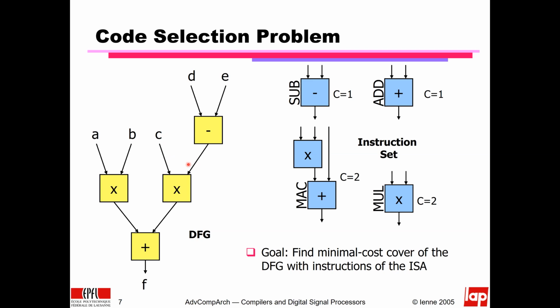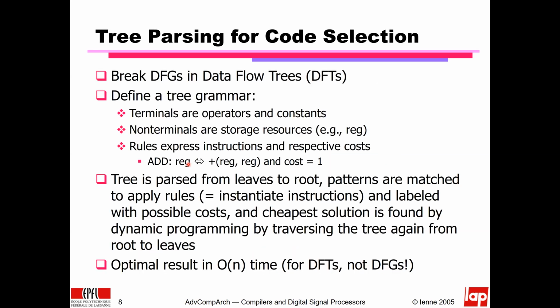So when there is no choice, the code selection problem becomes essentially trivial. And the good side of this is that my compiler cannot make a wrong choice, if you want, because there is no choice. So whatever I do, it's the correct thing that I'm supposed to do.